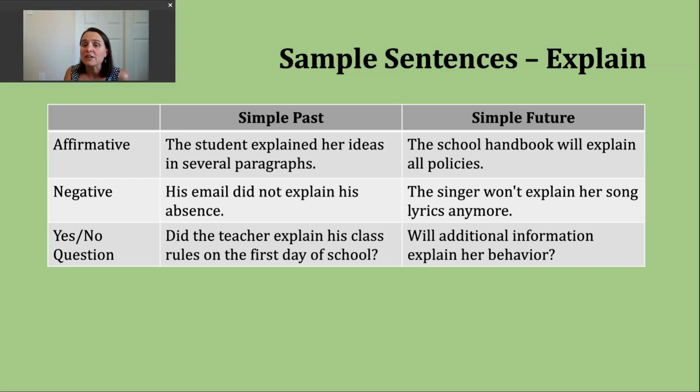Finally, if you want to make a yes or no question in the simple future, start with will, then have your subject, and then the base verb. You can see that in the question. Will additional information explain her behavior? So again, that's that idea of helping us understand the cause or the reason behind something.